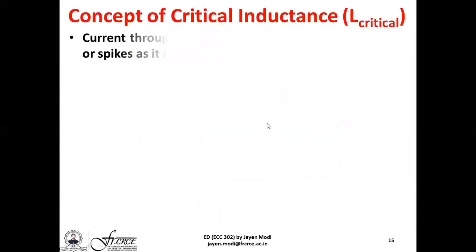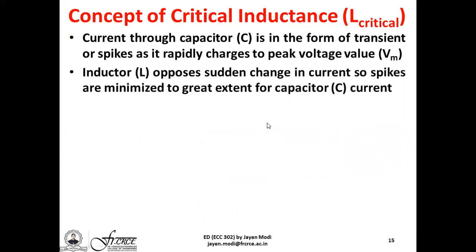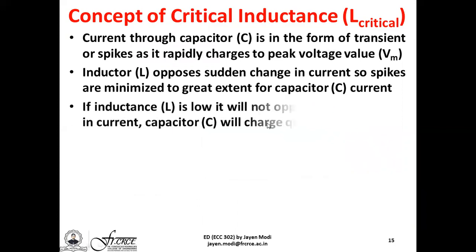So the current through the capacitor is in the form of transient pulses or spikes, since it will rapidly charge to the peak voltage value Vm. The inductor L will oppose the sudden change in current, so the spikes are minimized to a great extent for the capacitor current. However, if the inductance chosen is too low, then it will not oppose the sudden change in the current, and this will allow the capacitor C to again quickly charge to the voltage Vm.